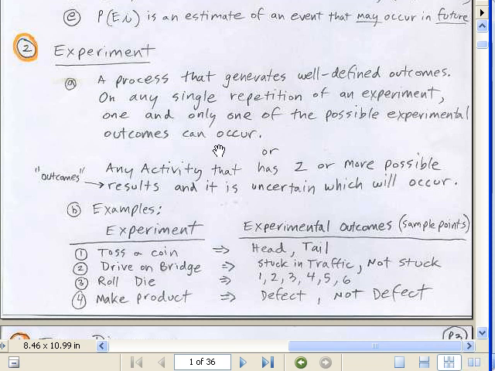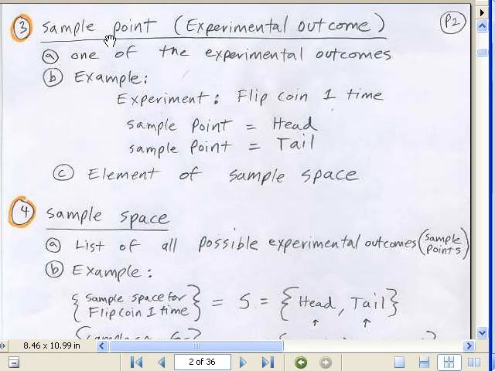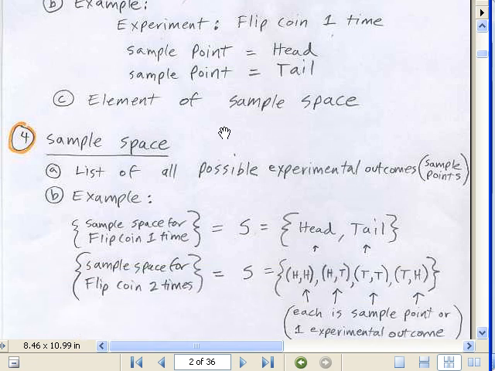All right, so probability and experimental outcomes. Sample point, that is a synonym for experimental outcomes. And the textbook uses them somewhat interchangeably. One of the experimental outcomes, example, flip one coin. A sample point is the head or it's the tail, right? A sample point is also an element of the sample space. But what's a sample space? Sample space is just a list of all the possible experimental outcomes or all the sample points.